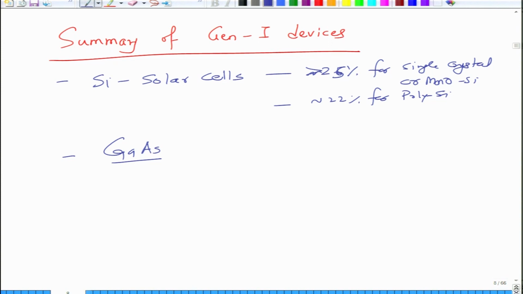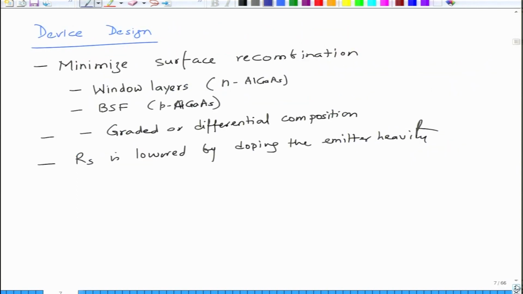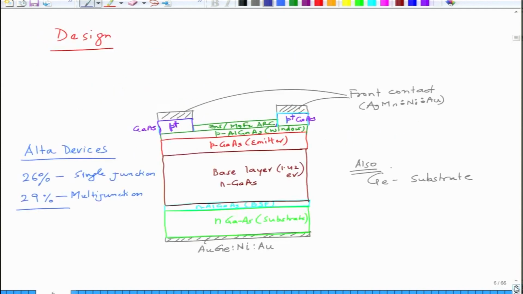higher carrier mobility and so on and so forth, but gallium arsenide again is about 26% for single junction and about 29% for multi junction. But silicon is the one which has dominated the commercial market because of lower cost. So that is why we use silicon, and gallium arsenide is also very suitable for making multi junctions in comparison to silicon. Because gallium arsenide band gap tunability is better, you can use higher and lower band gaps to harness.